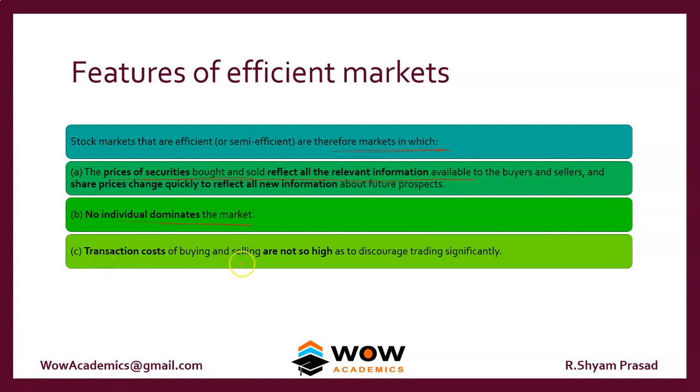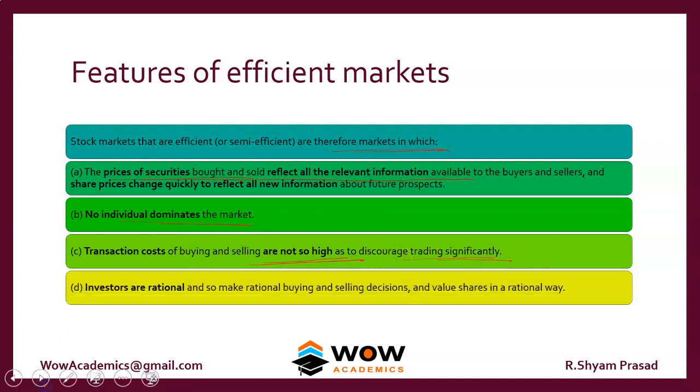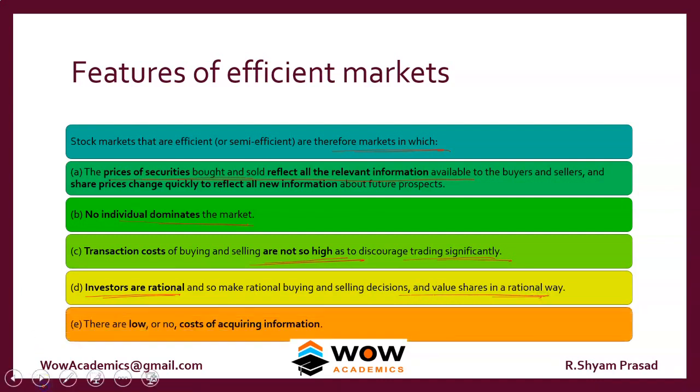Transaction costs of buying and selling are not very high, so that people are encouraged to trade shares. Investors are assumed to be rational in nature, so they are able to value the share in a very perfect and logical way. There is low or no cost of acquiring information. Only when these assumptions hold true does the efficient market hypothesis work. If any of these are not there, then the market can be inefficient in nature.